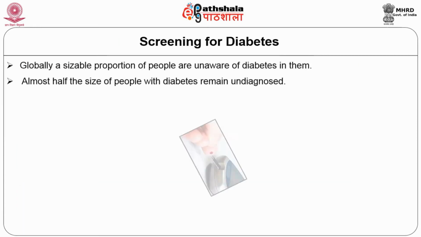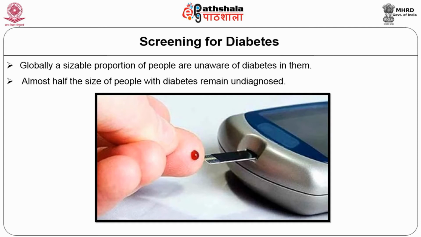Globally, a sizable proportion of people are unaware that they have diabetes at all. As you know, if I am in this class, I can tell you how many of you are wearing glasses, I can pick that up. If you ask me how many are wearing contact lenses, I cannot. Similarly with diabetes, by looking at a person you cannot say, oh, by the look I can say he or she has diabetes. It's not possible. It is so silent that it needs to be screened, it needs to be tested to find out a person. It lives so silently inside the body, so people are unaware. Almost half of the people with diabetes remain undiagnosed.